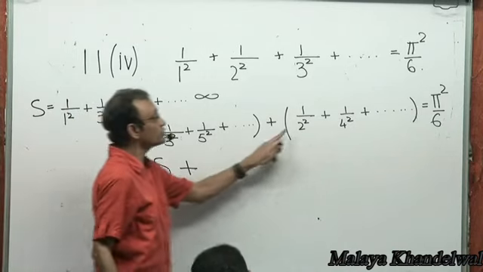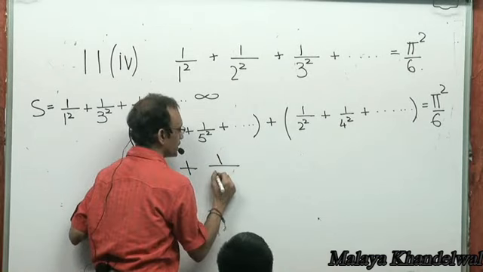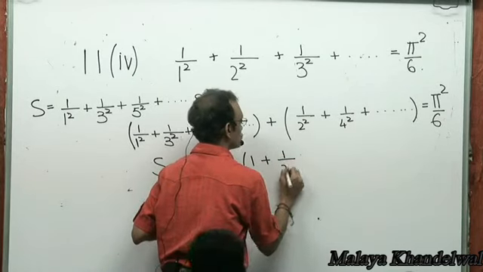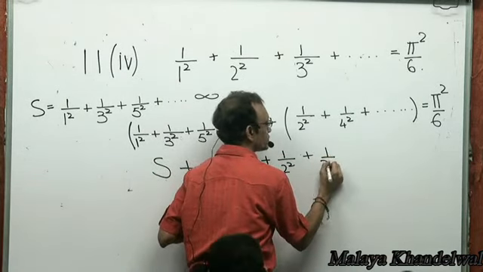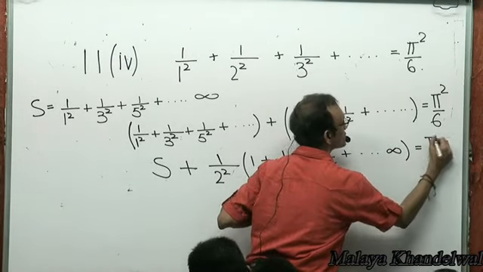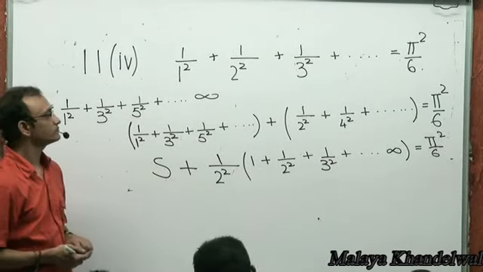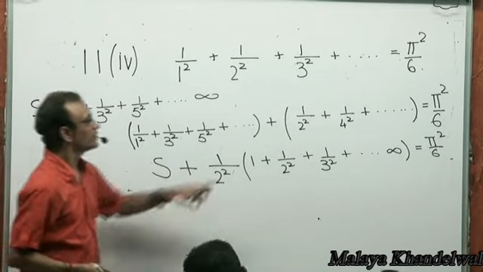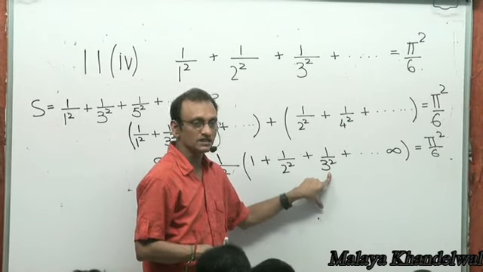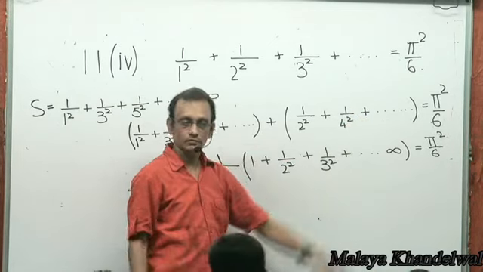Plus. What I do is I take 1 by 2 squared common from this. So if I took 1 by 2 squared out of this, then what I am left with is 1 plus 1 by 2 squared plus 1 by 3 squared up to infinity. That's equal to pi squared by 6. Clear? The next term would be 1 by 6 squared. So if I took 2 squared common from that, I get 3 squared. Then the one after that would be 1 by 8 squared. If I took 2 squared common, so on and so forth. Right?